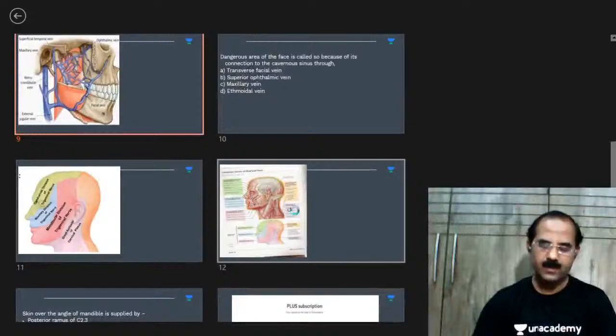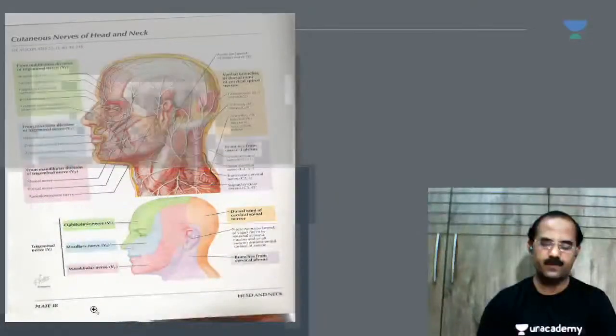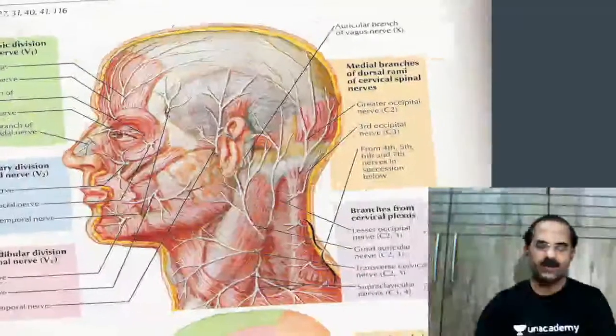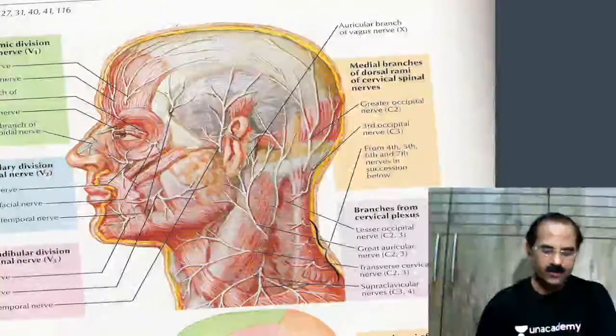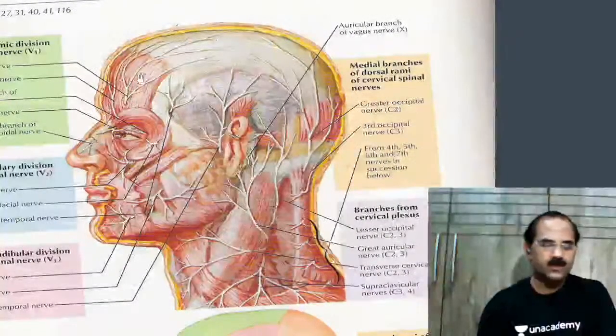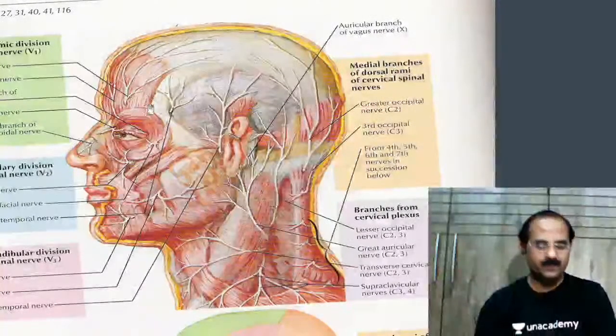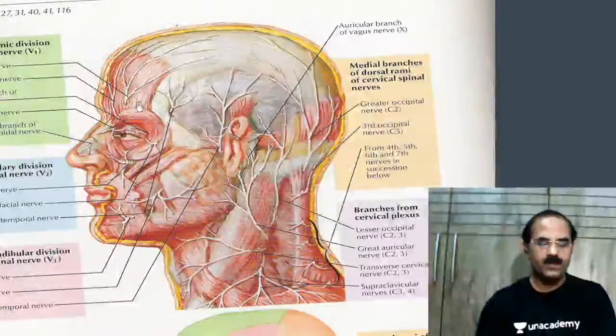Okay, see this slide. Right, this is so nice. Just have a look at this slide and quickly try to identify this. Chalo, start. What is this nerve? It's a rapid fire round. Be quick, fast, and answer. What is this nerve?